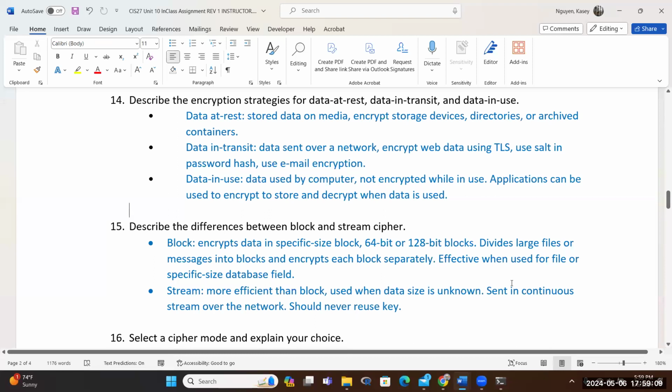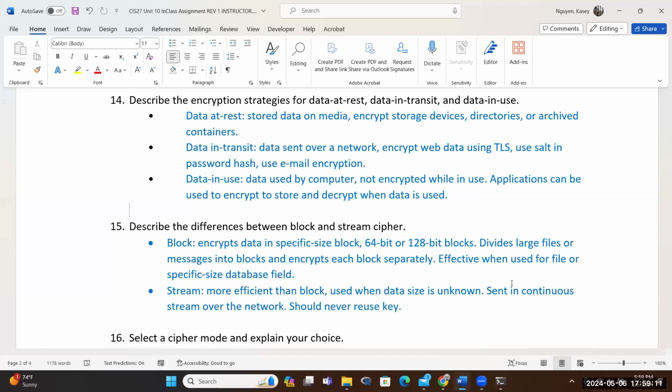So the difference between block and stream cipher, you just need to know that block encrypts data in chunks or block size. Sometimes 64-bit, sometimes 128 or larger. So for large files, block cipher is ideal because it's able to chunk that file into messages.